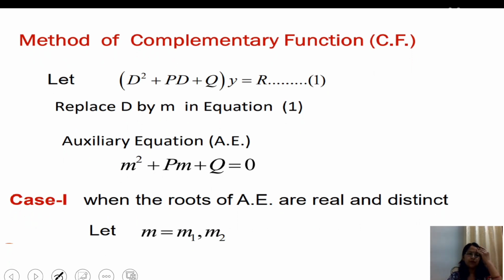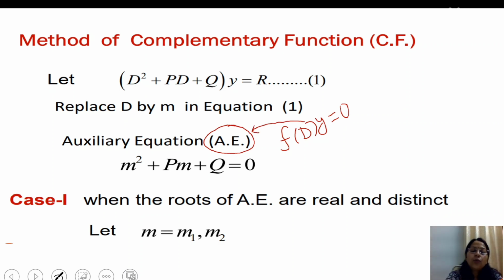Here we have to first learn the method of complementary function. How are we going to find the complementary function? By keeping f(D)y equal to 0. As I have told you, we'll take f(D)y equal to 0 for finding our CF. Initially, we need to find the auxiliary equation with the help of this. How this is possible, one by one I'll explain it to you.